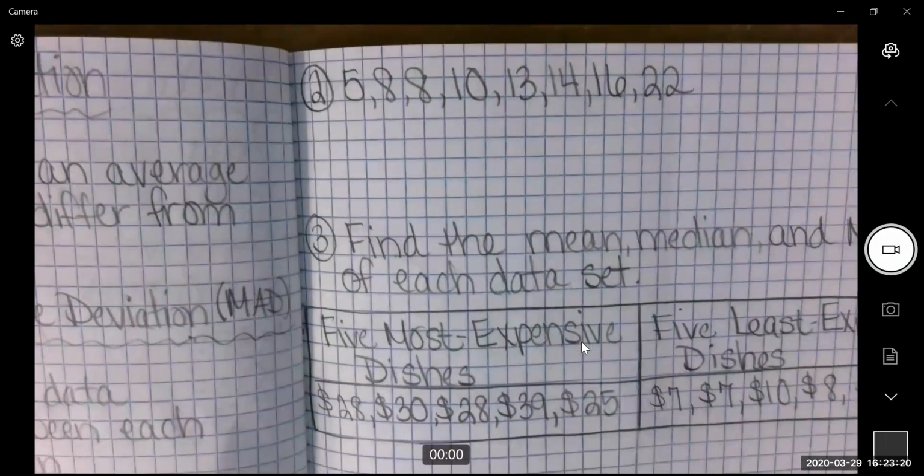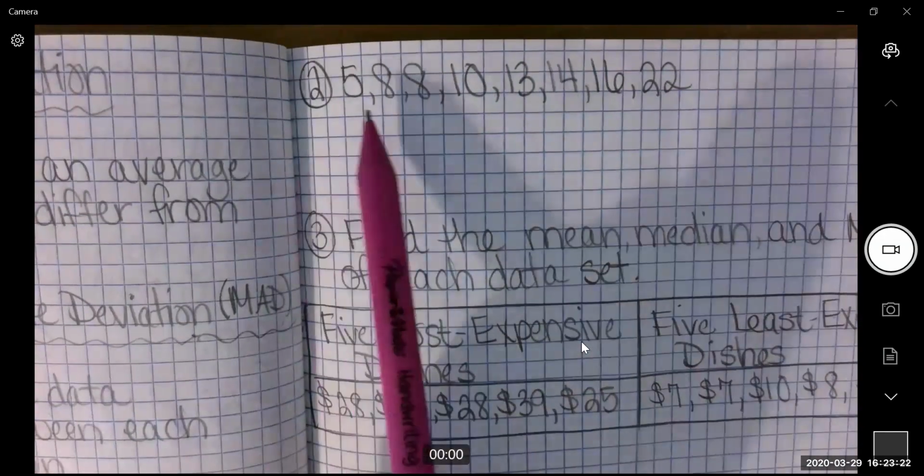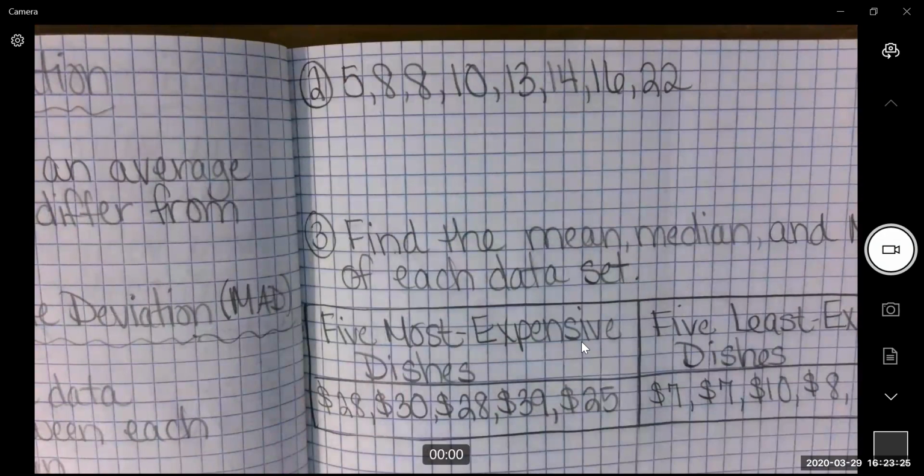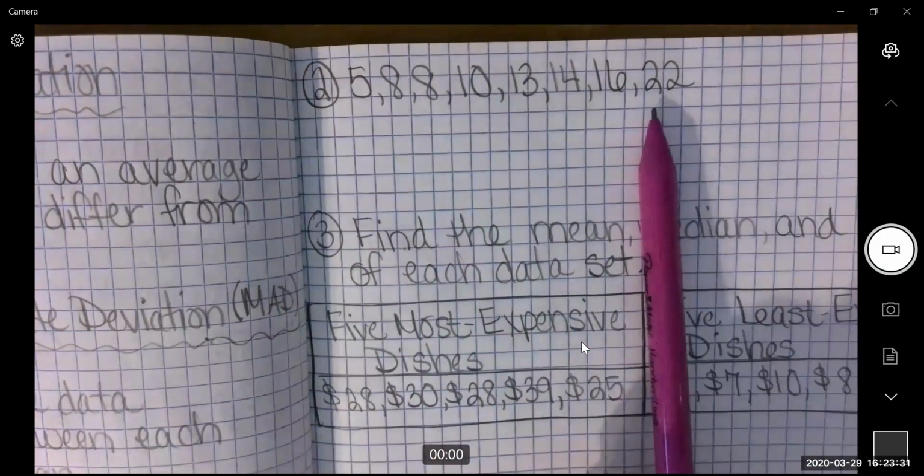here's your second set of data. Actually, I'm going to show you the second, the third, and the fourth. So go ahead and copy these down in your book. Notice again, this one is already in order from least to greatest.